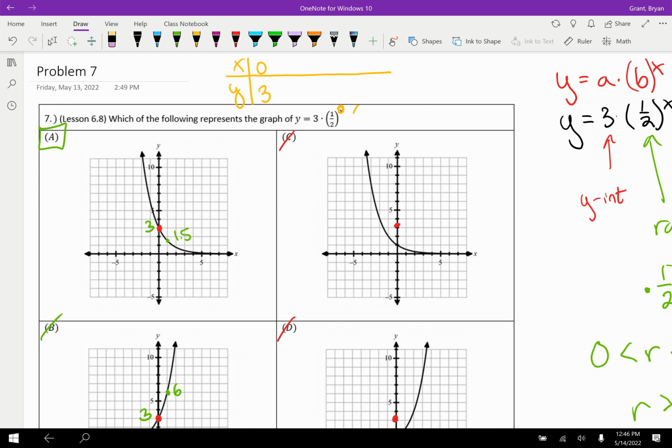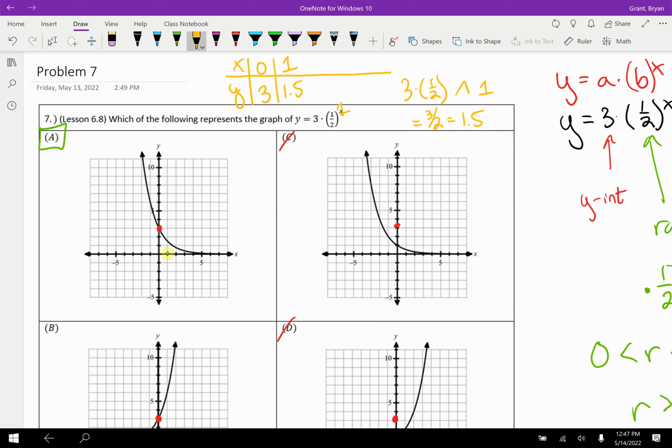So we would look and say, which graph has the point 0, 3? And in fact, that's the y-intercept. That's what we did before. And so we can narrow it down to A and B again. But then, to keep narrowing it down, pick another value for x, like 1, and substitute it in. And if you do 3 times 1/2 to the first power on your calculator, you'll end up getting either 3/2 or, more likely, 1.5. And so we want to look at the point 1, 1.5.